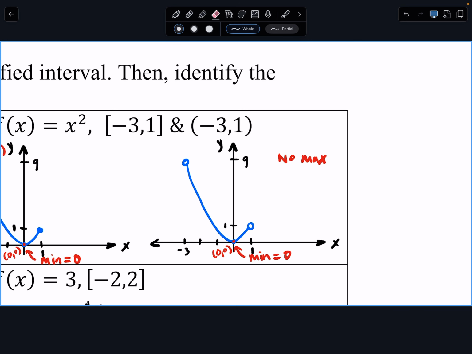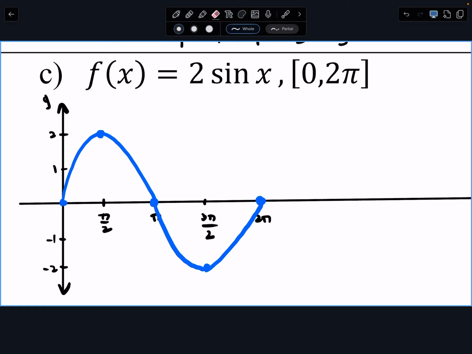Okay. 2 sine x on the closed interval from 0 to 2 pi, what's our minimum? 3 pi over 2. No, what is our minimum? -2. -2 is our min.